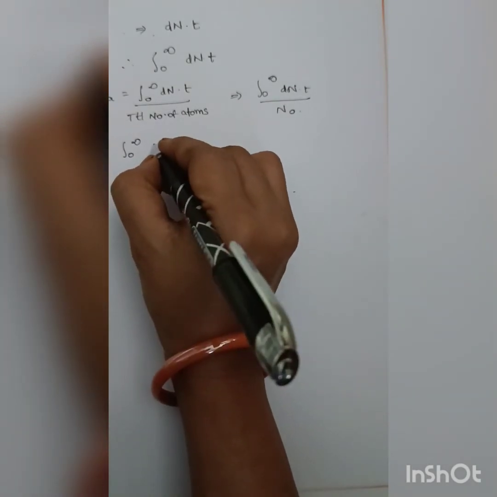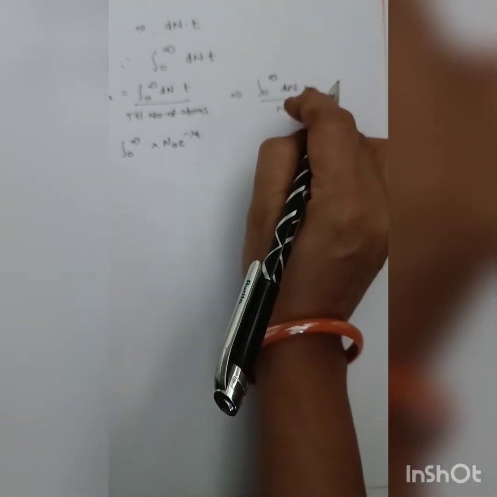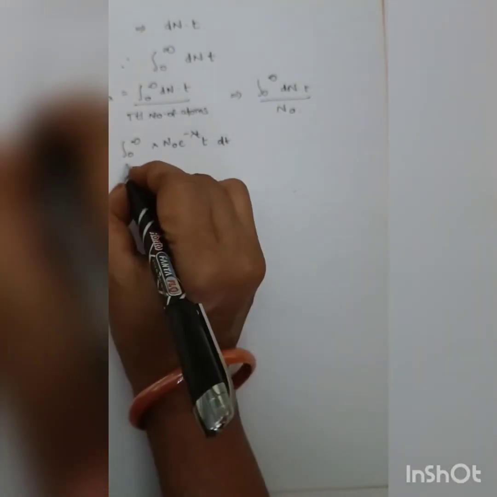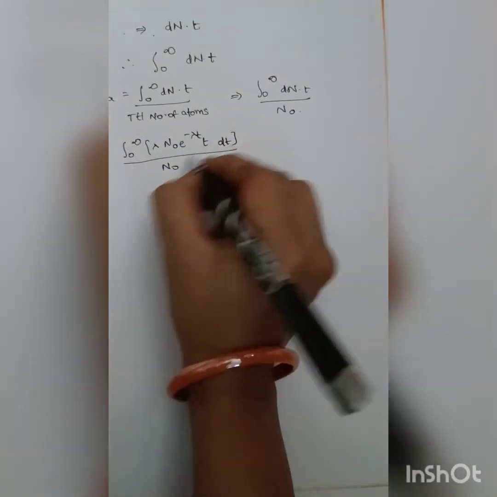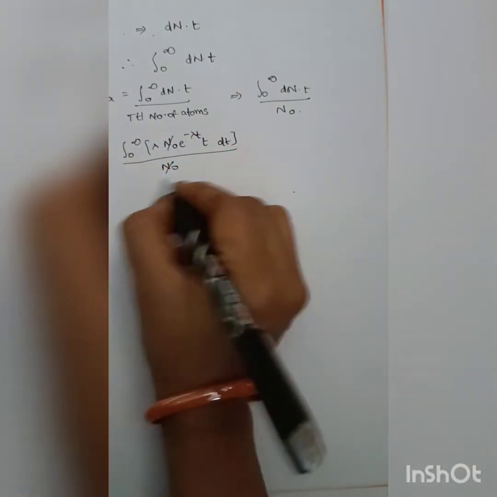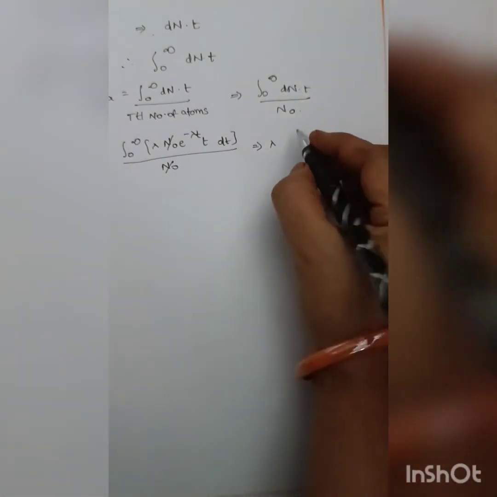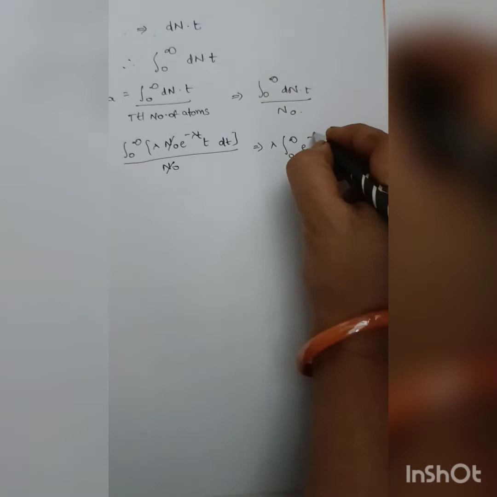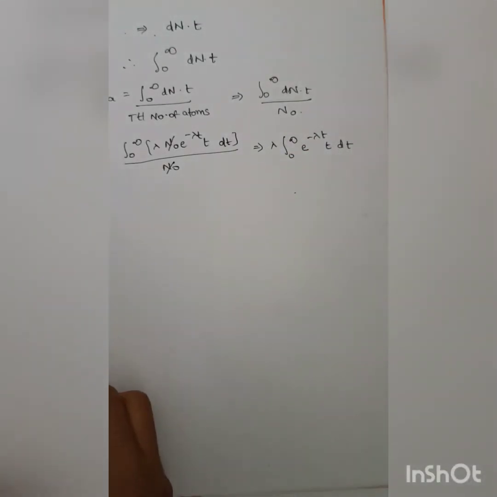So we'll get this as lambda N naught e power minus lambda t dt, into here it is t, right, by N naught. This is for the total one. So N naught gets cancelled, and we can write this as lambda, where lambda is the decay constant, integral from 0 to infinity of e power minus lambda t into t dt. Lambda is constant, N naught gets cancelled.